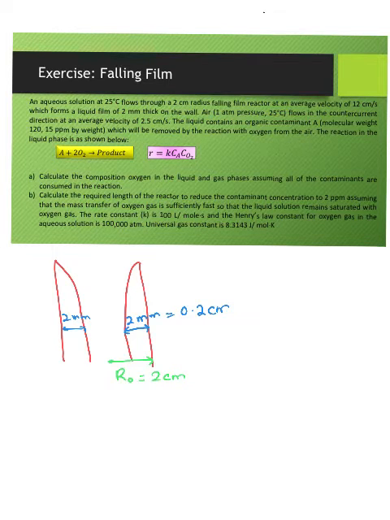Then you have the R0. Where is Ri? Inner. The outer radius is R0, 2 centimeter. So the position of Ri is from the center to the external of the falling film. So this point is Ri.